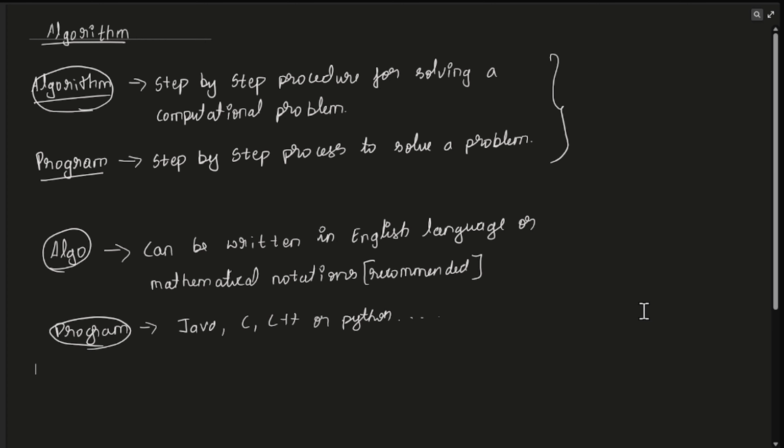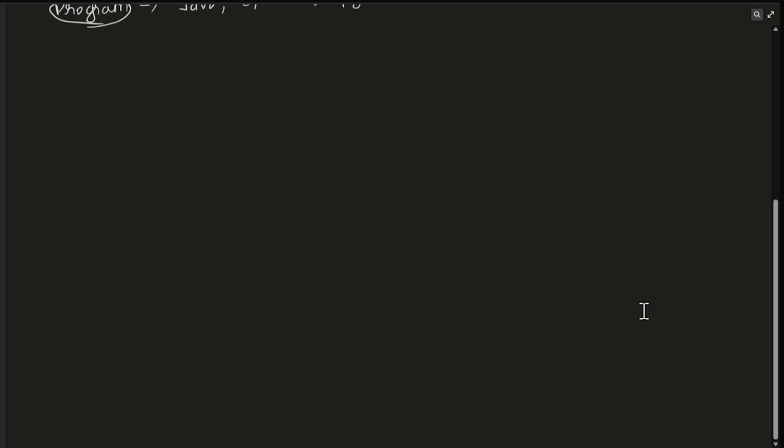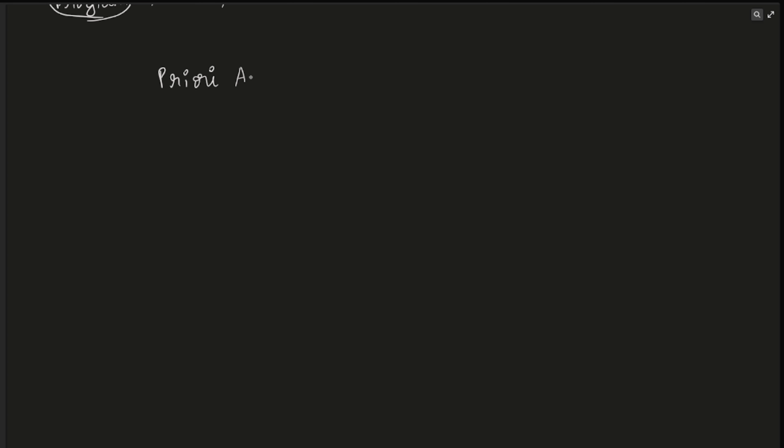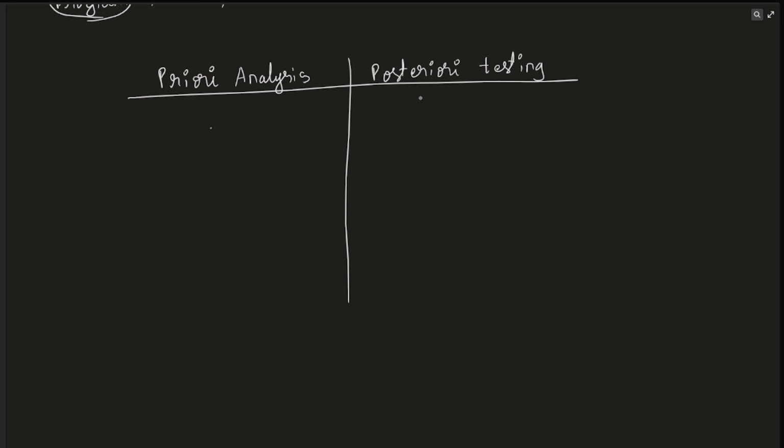We have one more important concept. Let us look into that. Priori analysis and posteriori testing. Now let us see what these are and what tasks are taken care of in these phases. As we just discussed, priori analysis is done during the algorithm writing phase.